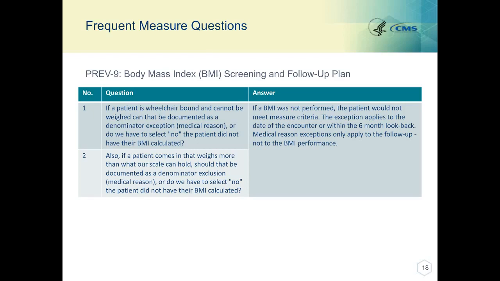The denominator exception applies to the date of the encounter or within the 6-month look-back period. But in the case of the 2017 medical exception, it only applies to the follow-up, not to the BMI performance. So in both of these cases, if you do not have a BMI calculated, you would have to select no, the patient did not have a BMI calculated, regardless if they were in a wheelchair or you did not have a scale that could accommodate the patient.